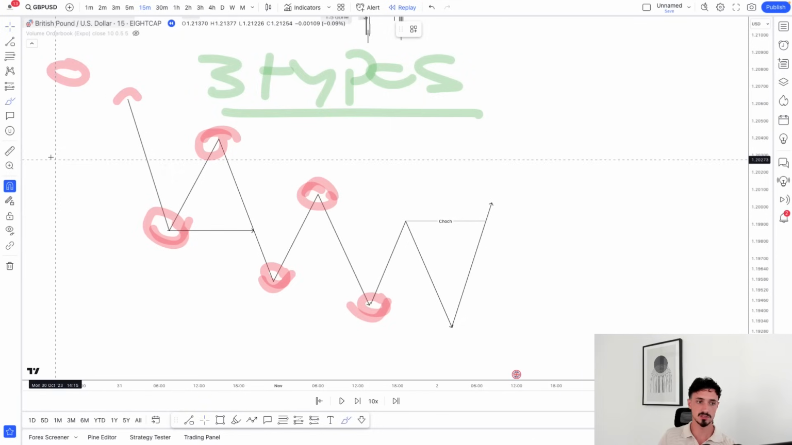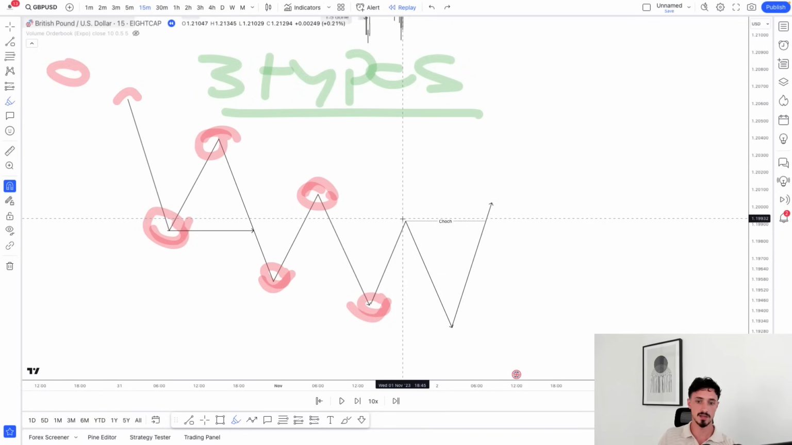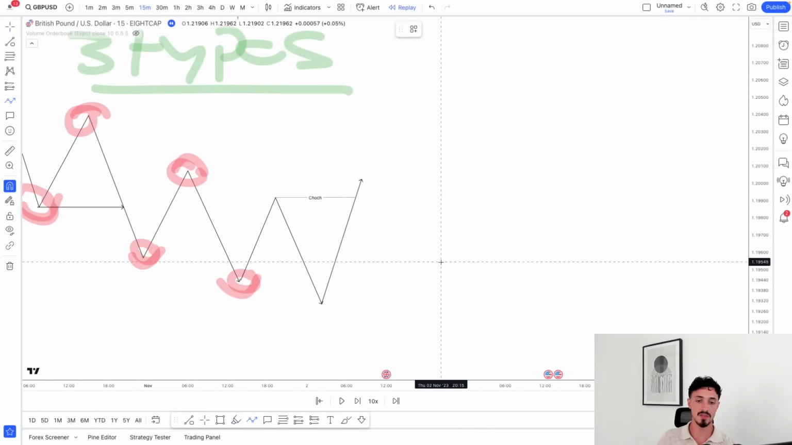Now, change of character is no different really to a break of structure. It's a common question, the difference between break of structure and change of character. And I understand that question, but in reality, there is not much of a difference. The differentiation is that the change of character is the first phase of a break of structure, right? So we have a three-phase reversal model to understand whether the market structure is reversed, whether the trend has shifted.